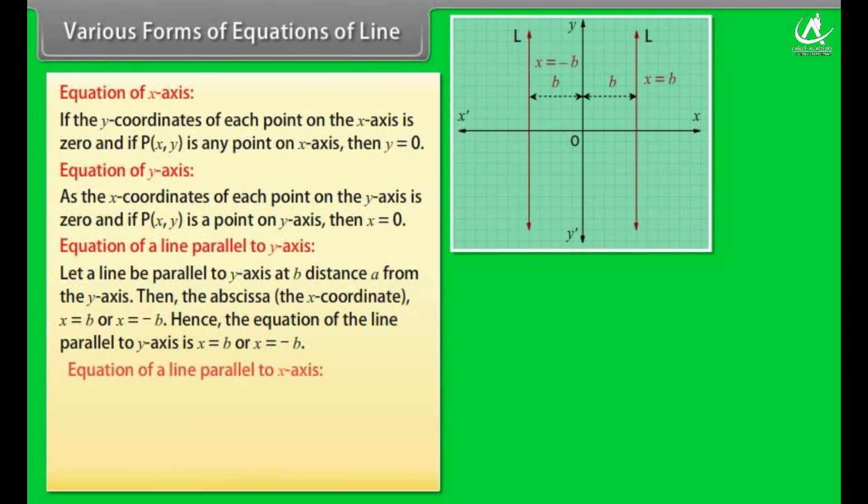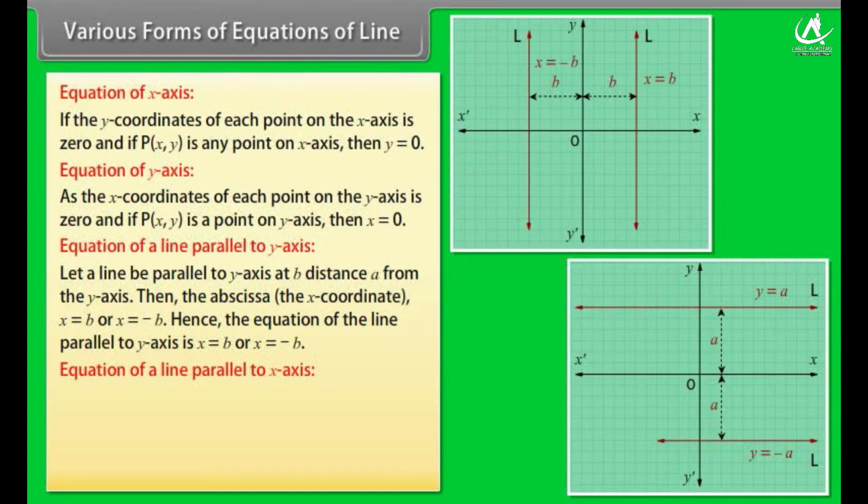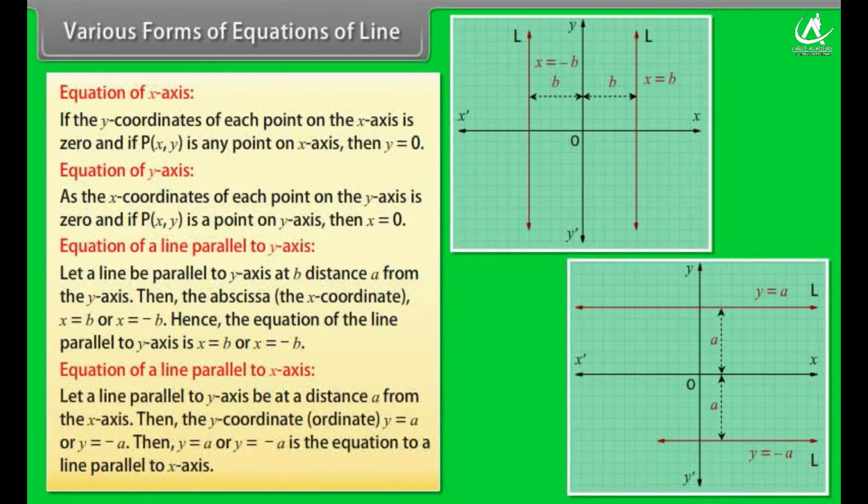Equation of a line parallel to x-axis. Let a line parallel to x-axis be at a distance a from the x-axis. Then the y-coordinate, ordinate, y is equal to a or y is equal to minus a. Then y is equal to a or y is equal to minus a is the equation of a line parallel to x-axis.